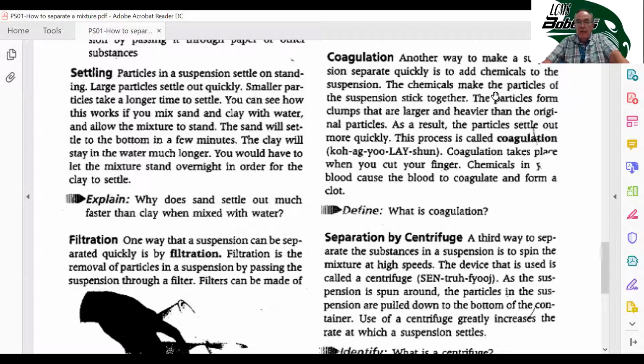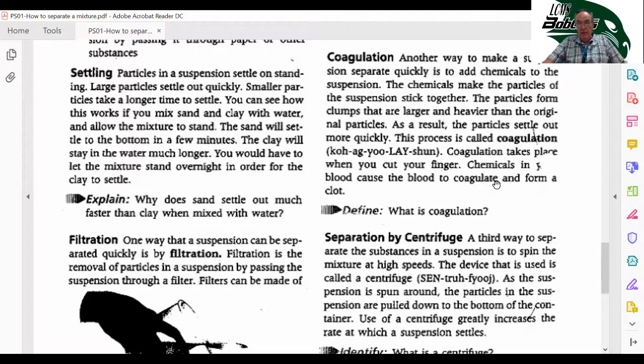So it says the chemicals make the particles of the suspension stick together. Particles form clumps that are larger and heavier than the original particles. As a result, the particles settle out more quickly. This process is called coagulation.